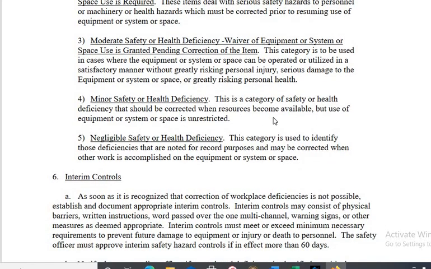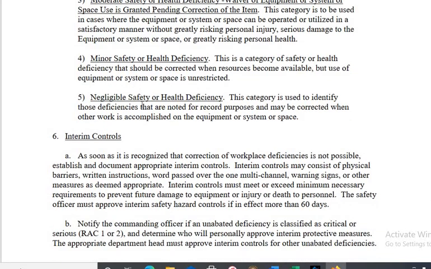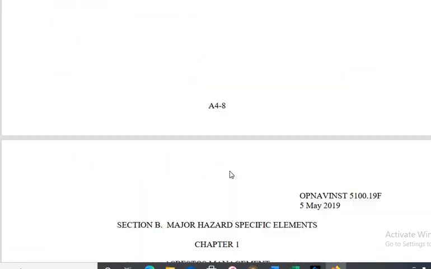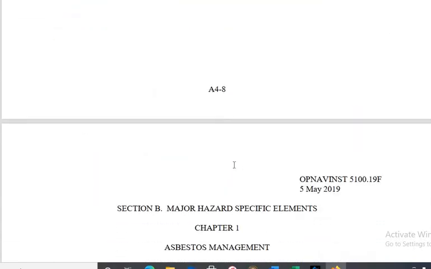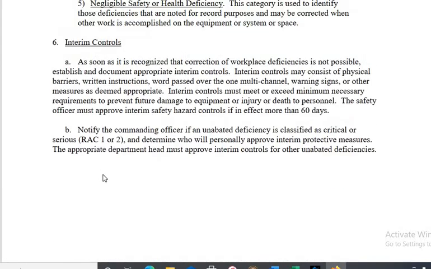Number 4, this is a category of minor safety or health deficiency. Should be corrected when resources become available. But the use of the equipment is unrestricted. Number 5, negligible safety or health deficiency. Identifies anything known as for record purposes. Then we got a little section here, that's section B, that's not part of it.